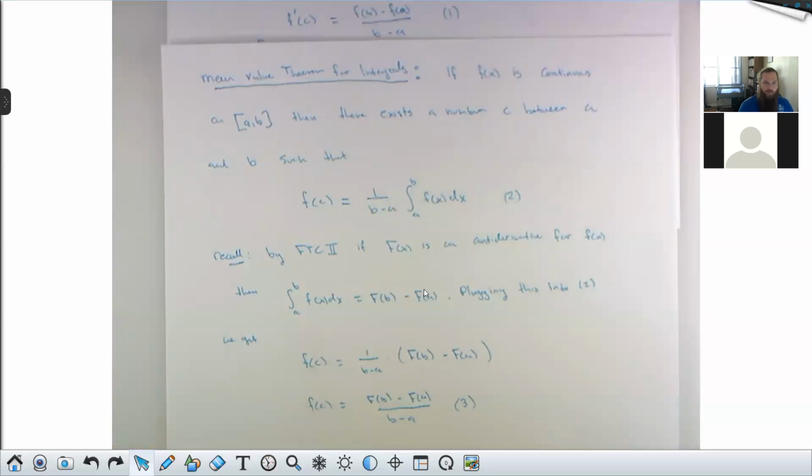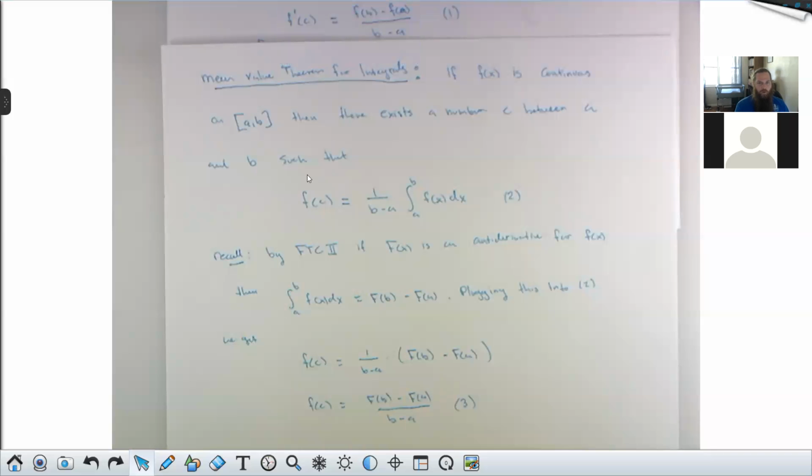Every instance of a function is just swapped out for its antiderivative. Over here, f primed, his antiderivative is f. And over here, little f of b minus little f of a is replaced by his antiderivative, big F of b minus big F of a. So 3 is saying the exact same thing as 1.